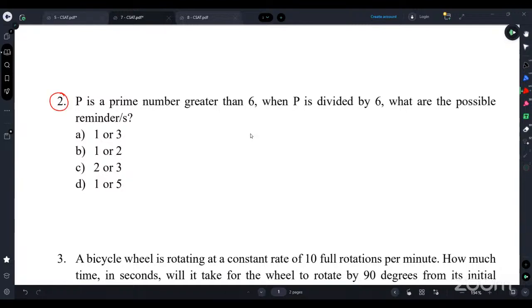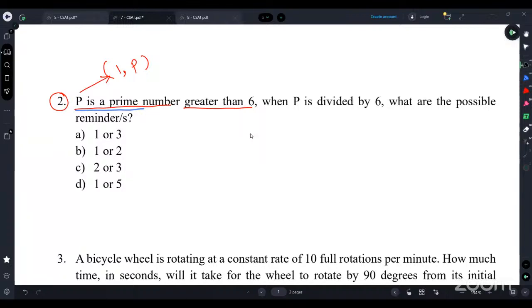Okay. Question 2 says P is a prime number greater than 6. For solving this question, guys, you should know what prime numbers are, right? Can someone tell me what prime numbers are? Prime numbers are basically numbers which have only two factors, right? And those two factors are one and that number itself.